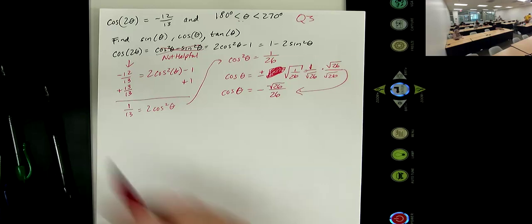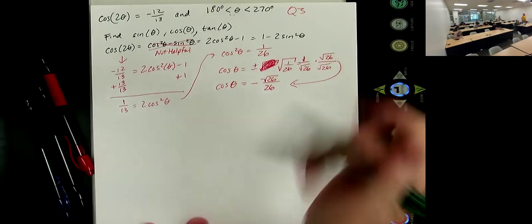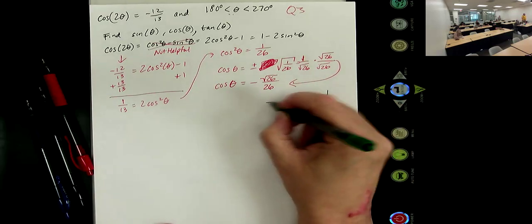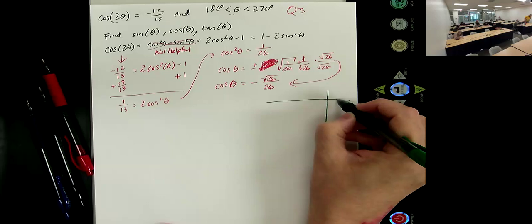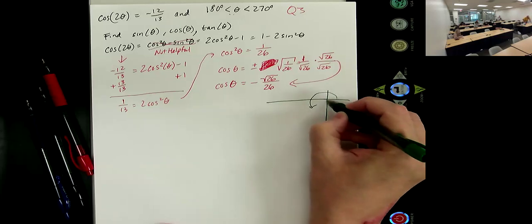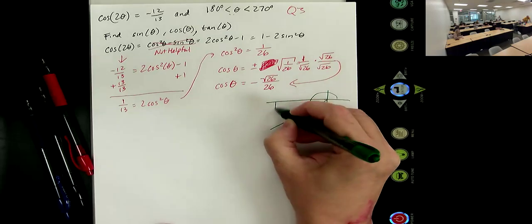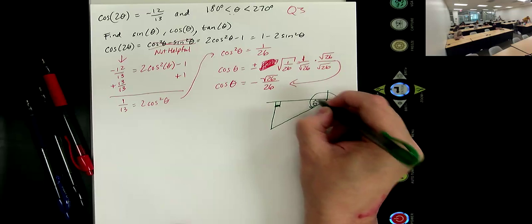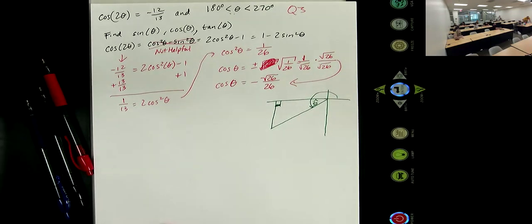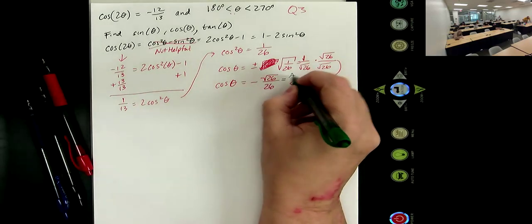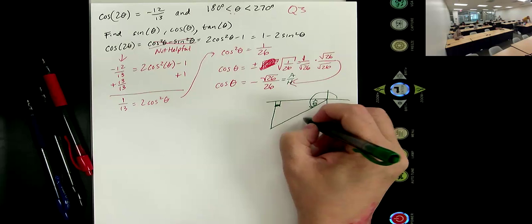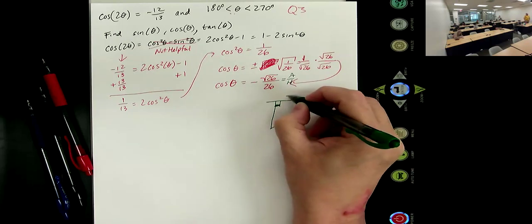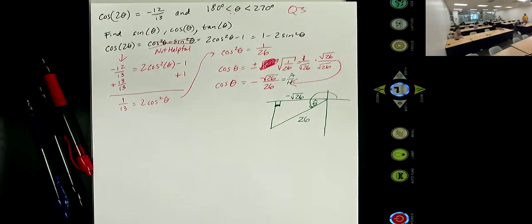Now we have some options, we could do the formula for 1 minus 2 sine squared theta. But maybe for practice, we'll go back to doing triangles. We know we're in quadrant 3, so we can make a right triangle here. And our reference angle is that. And cosine is adjacent over hypotenuse, which means hypotenuse is 26 and this is negative square root of 26. Keep practicing all those different kinds of skills here.